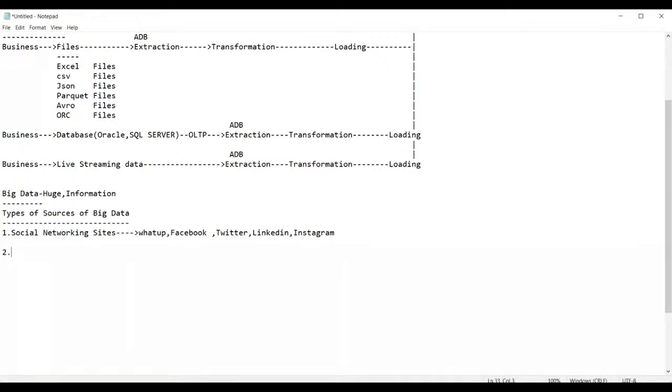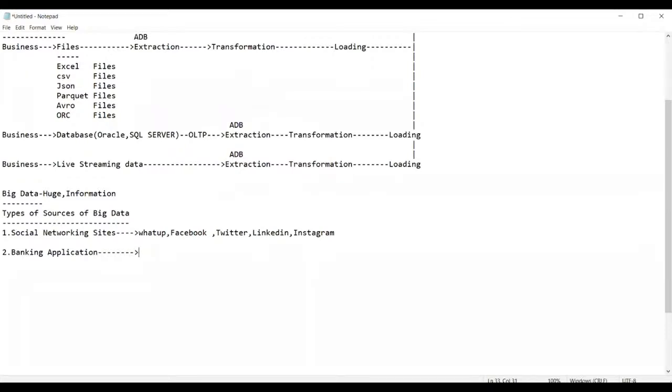Next, the second source is banking applications. Across the globe, banking applications are considered a major source of getting big data.